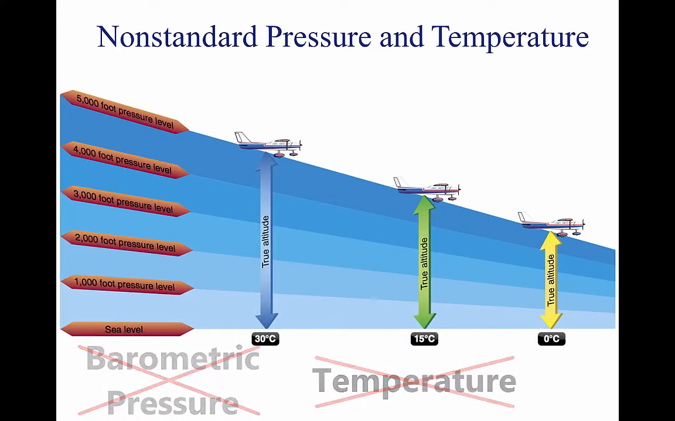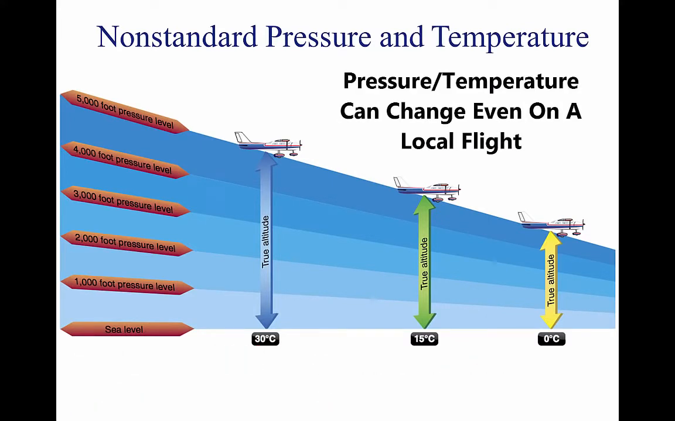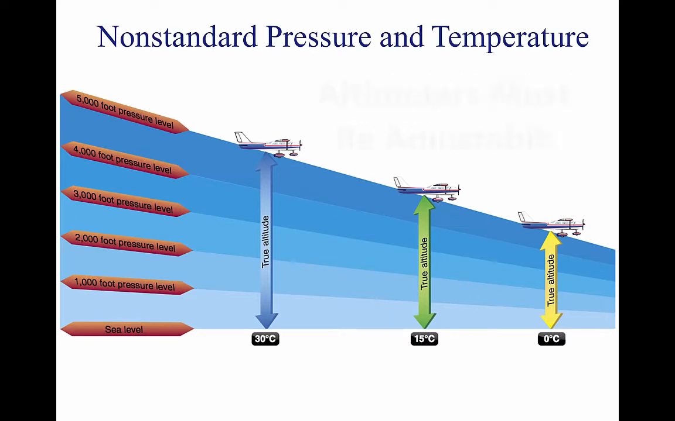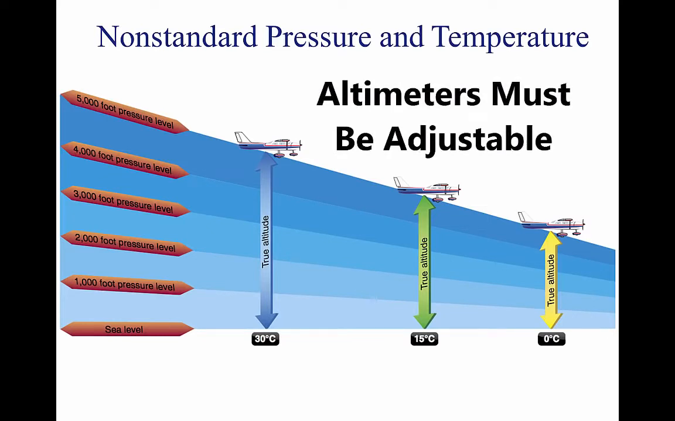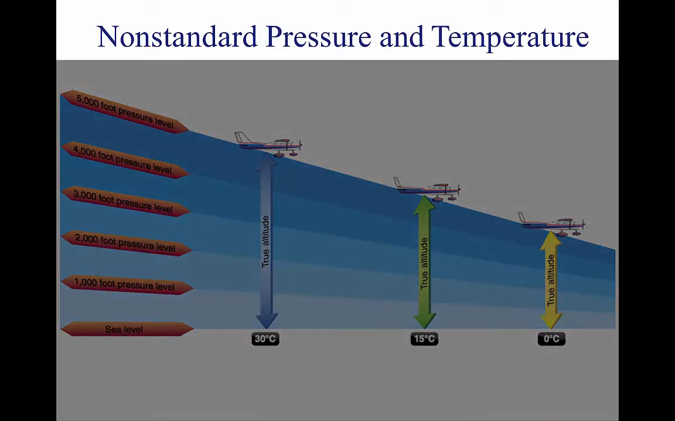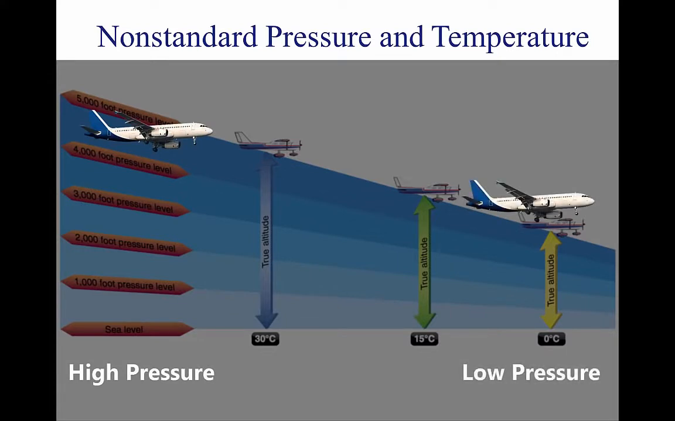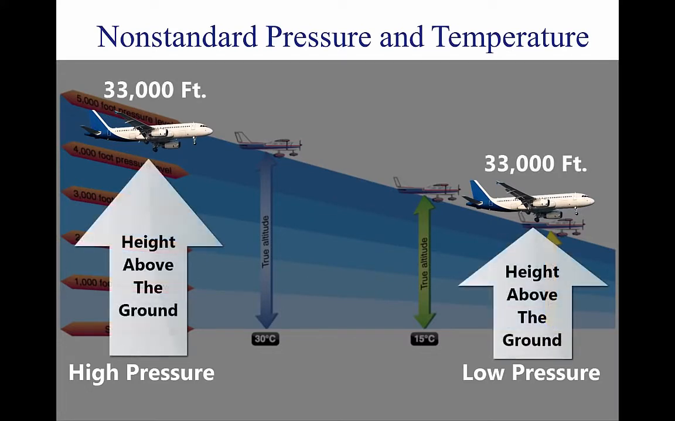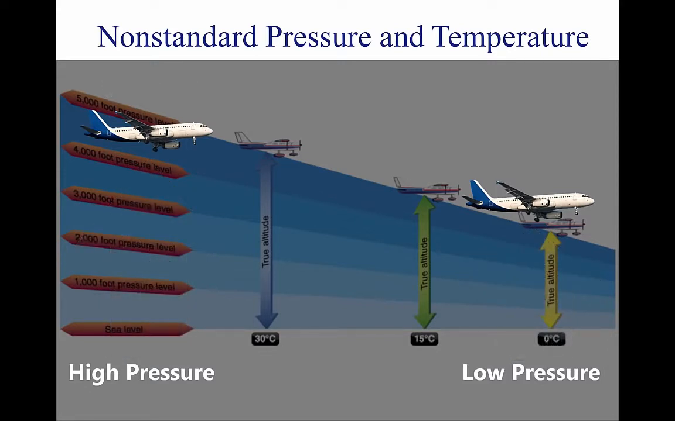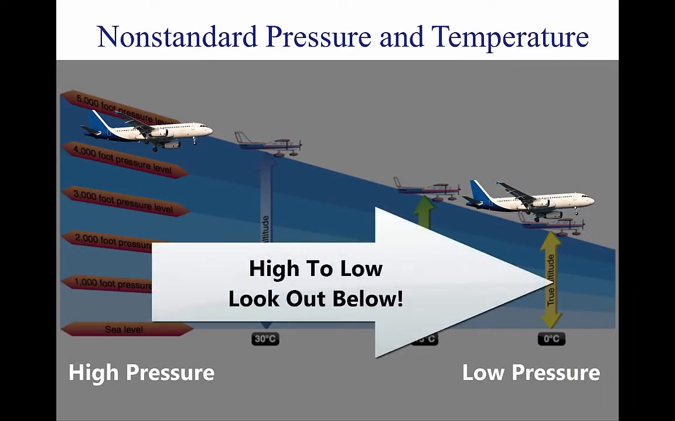The pressure and temperature can change between takeoff and landing even on a local flight. If these changes are not taken into consideration, flight becomes dangerous. If altimeters could not be adjusted for non-standard pressure, a hazardous situation could occur. For example, if an aircraft is flown from a high-pressure area to a low-pressure area without adjusting the altimeter, a constant altitude will be displayed, but the actual height of the aircraft above the ground would be lower than the indicated altitude. There is an old aviation axiom: going from a high to a low, look out below.